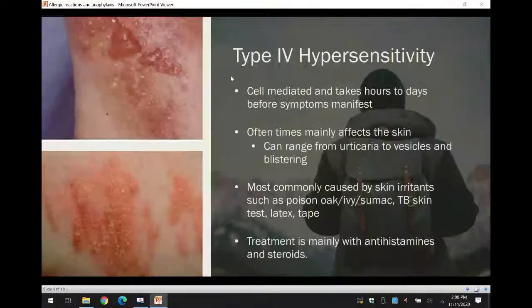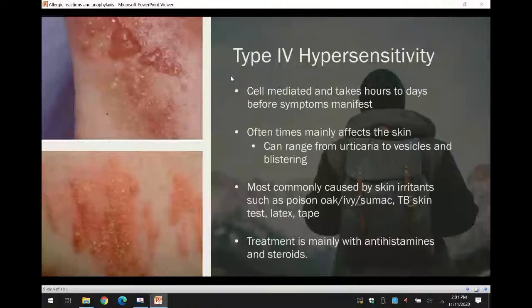And then your type 4 hypersensitivity reactions, like I said, those are cell mediated. These can take hours to days to develop, but I think it is important to talk about just because they often present with a rash. Usually it's a localized rash for some sort of contact dermatitis. And these you'll see more often with blistering and vesicles, versus your type 1 hypersensitivities with anaphylaxis, where it's more of an urticarial, blanchable rash.